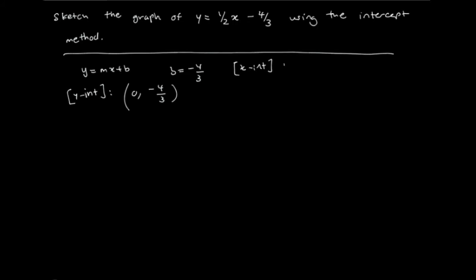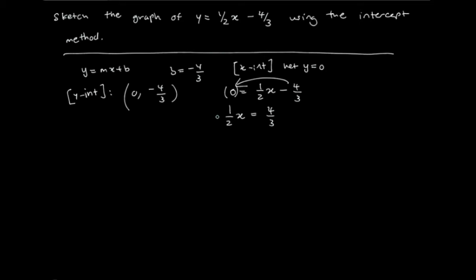So I'm going to model that by letting y equals 0. If I let y equals 0, 0 is equal to 1/2 x minus 4 over 3, right? And I want to solve for my x-intercept. So I want to move the negative 4 over 3 to the other side, and you get 1/2 x is equal to positive 4 over 3. And I want to solve for x, so I need to get rid of the 1/2.